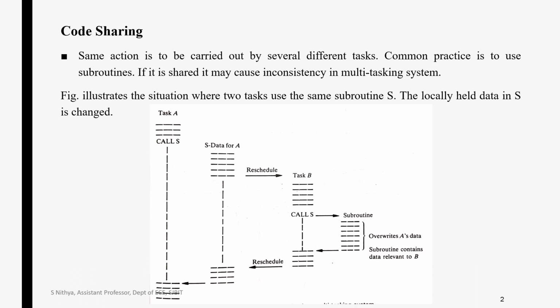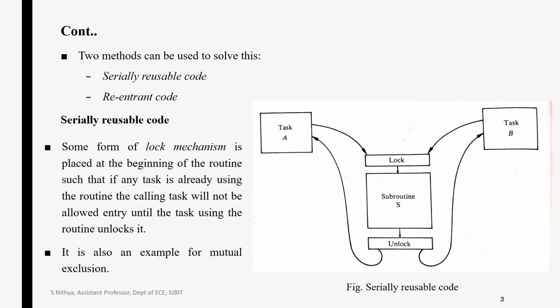What is code sharing? There are two methods used to solve these kinds of problems. One is serially reusable code and the second one is re-entrant code. What is serially reusable code? Serially reusable code uses a lock mechanism. Once a task calls the subroutine, the subroutine program is completely locked. It is unlocked whenever the subroutine program is completed, and then the other task can use the subroutine program.